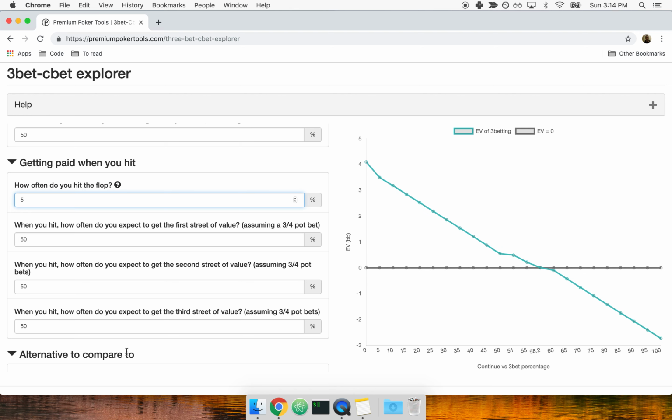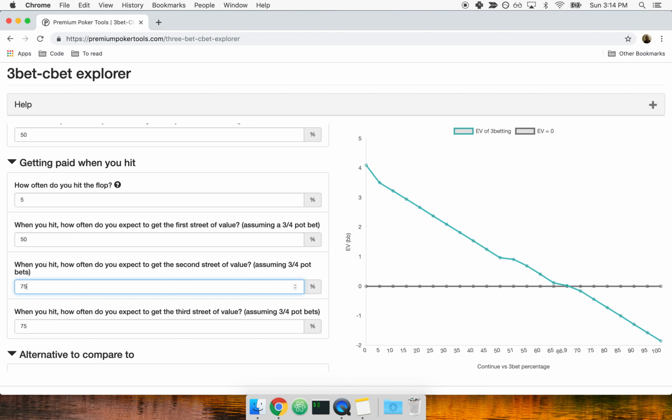But we could ask ourselves, what if we're against someone who is going to pay us off a lot? So let's bump these numbers up to 75. That has some impact. That's making it a little bit easier for us to generate a profit by 3-betting. It's not huge, but it's something.